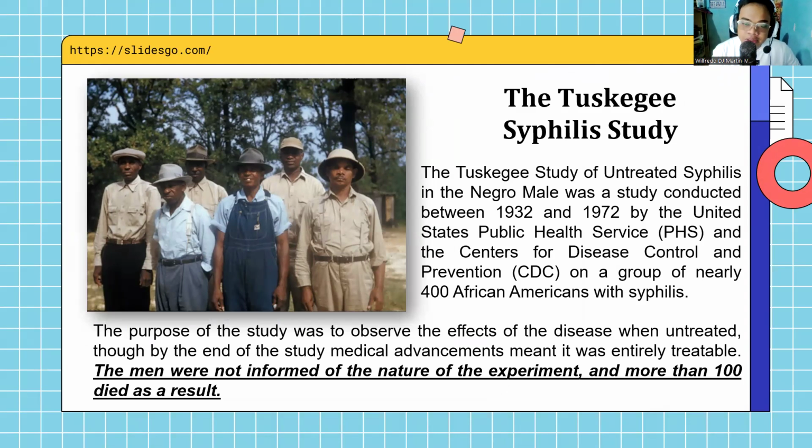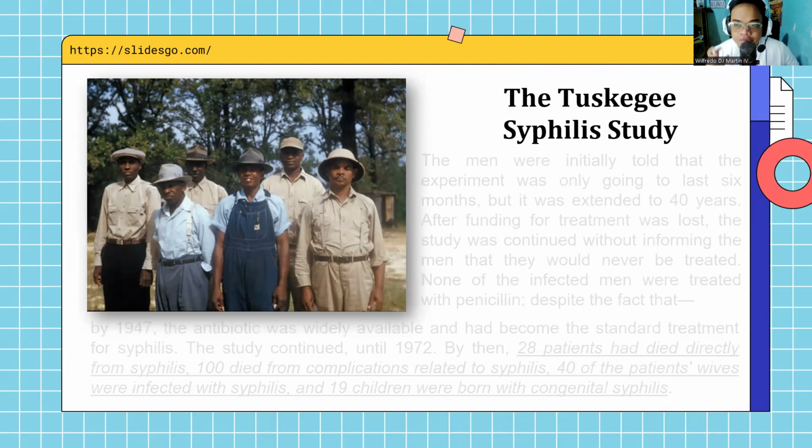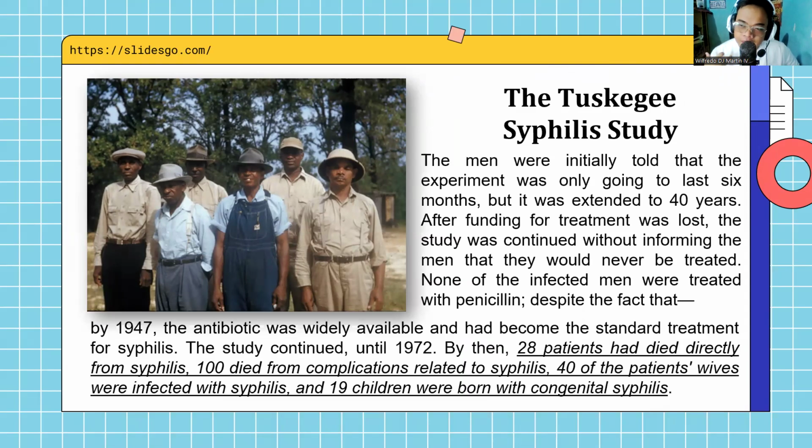They had 400 African Americans that contracted syphilis. The men were not actually informed of the nature of the experiments, and more than 100 of these men died as a result. It's really brutal, one of the most unethical things that has been done to humanity, because the men were initially told that the experiment was only going to last 6 months, but it was extended to at least 40 years.